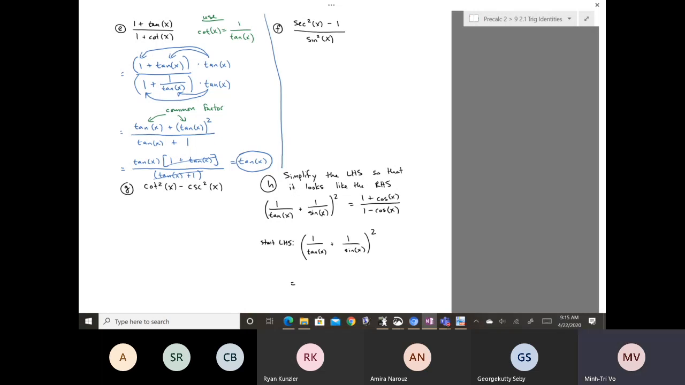Okay, so that's example E. In the end, we only really needed one identity, where I can relate cotangent to tangent using the reciprocal identity, but then the process to simplify things becomes much more complicated. So you might have to use different algebraic tricks to try to figure out how to simplify it.